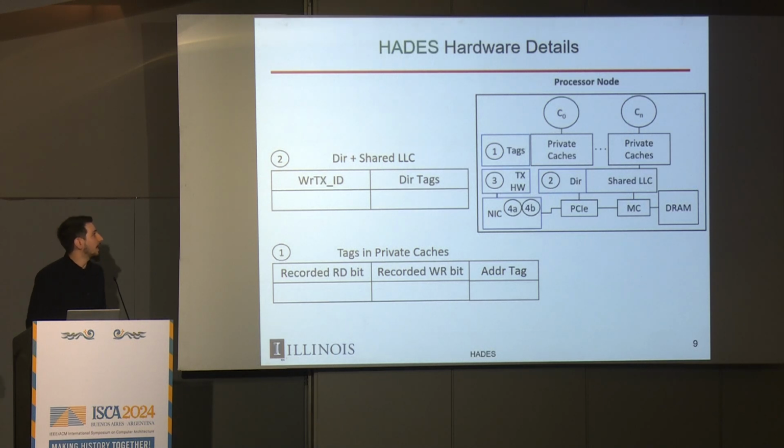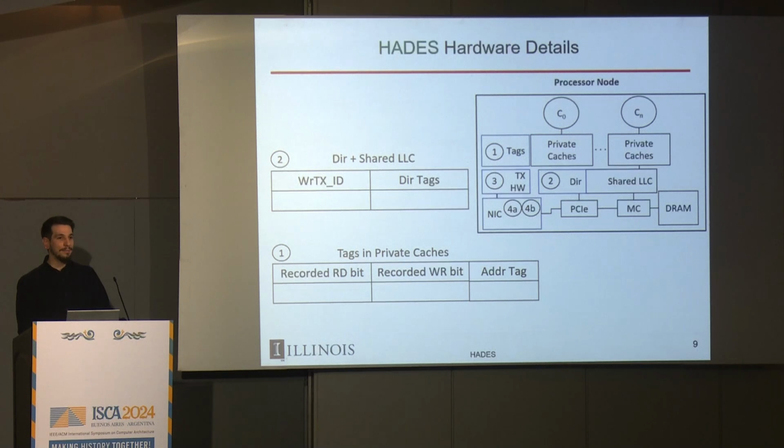First, we enhance the directory in the LLC with an extra tag, the write transaction ID tag. This means that when we write a cache line locally, we tag this cache line in the LLC with the write transaction ID to let other transactions know that we have already written this cache line. If you try to access it, you have to squash. We also have some tags in the private caches that act as filters. If the recorded read or write bit is set for a cache line, it means you don't have to go to the last level cache and check. We have already checked for this cache line, so just perform the access from the private caches if you have it. Otherwise, you have to go to the LLC and check if there is a conflict or not.